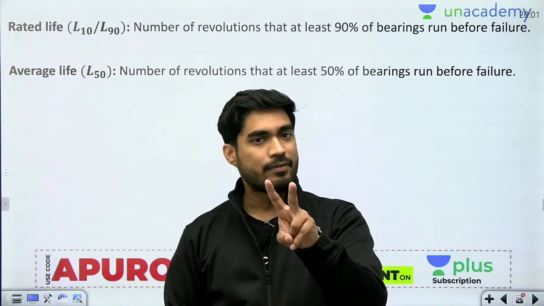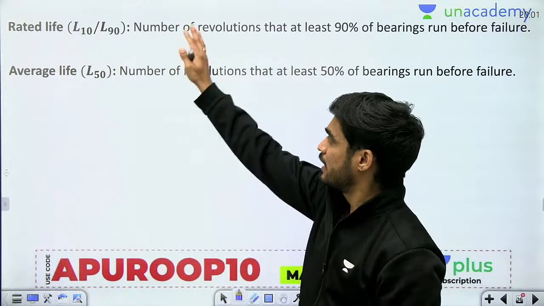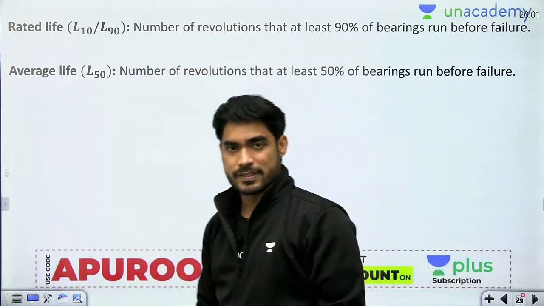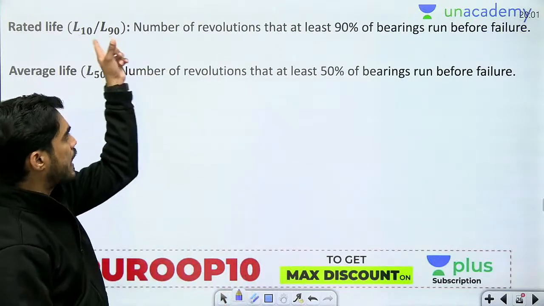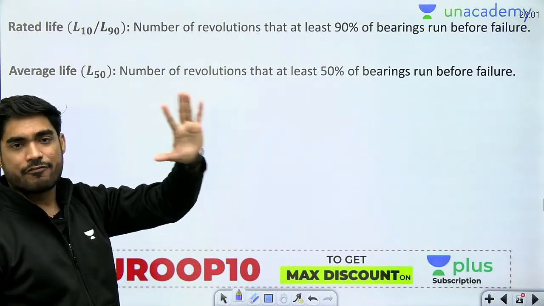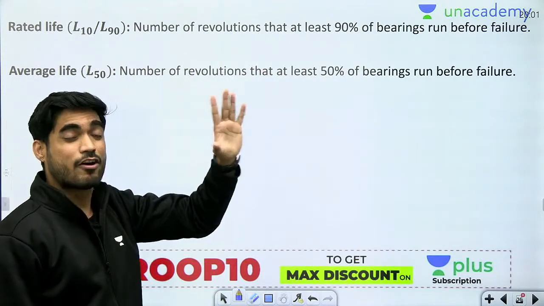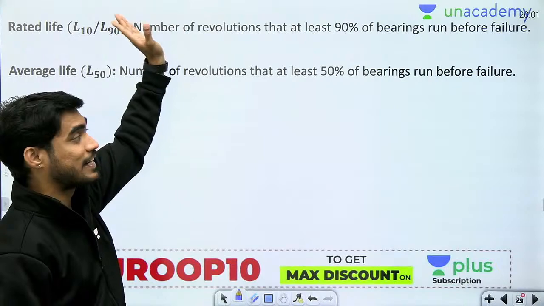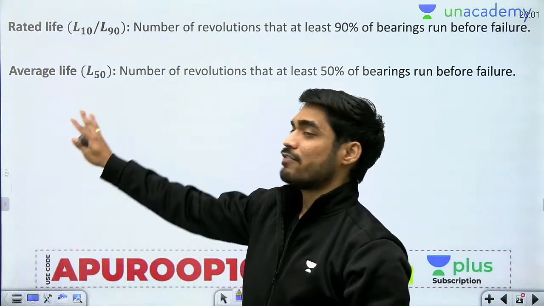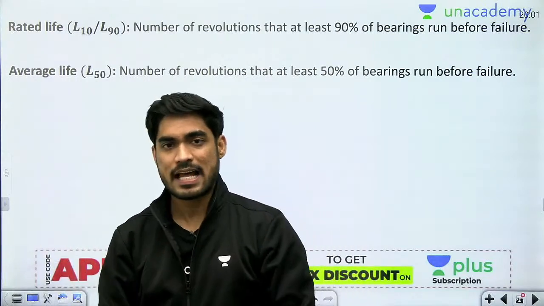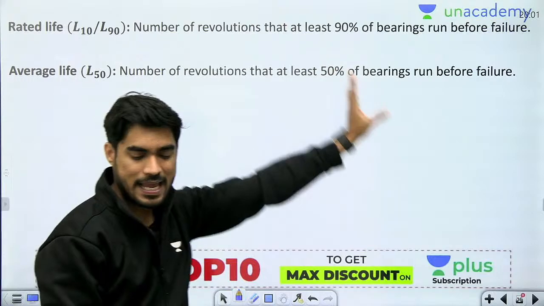Now there are two reliabilities at which the lives are usually calculated: 90% reliability and 50% reliability. The life at 90% reliability is known as rated life, and the life at 50% reliability is known as average life. Sorry, I got a little confused. 90% reliability means rated life, 50% reliability means average life.